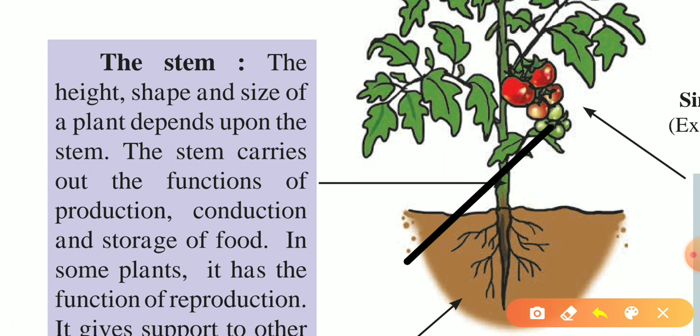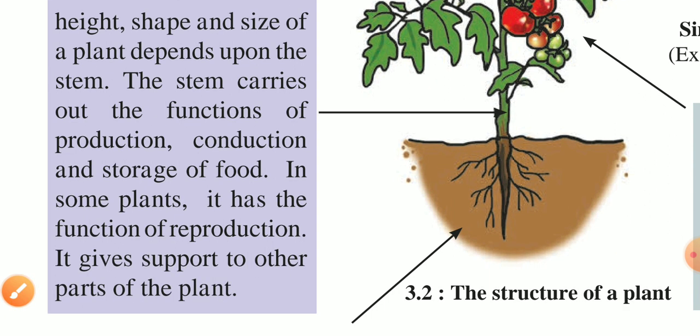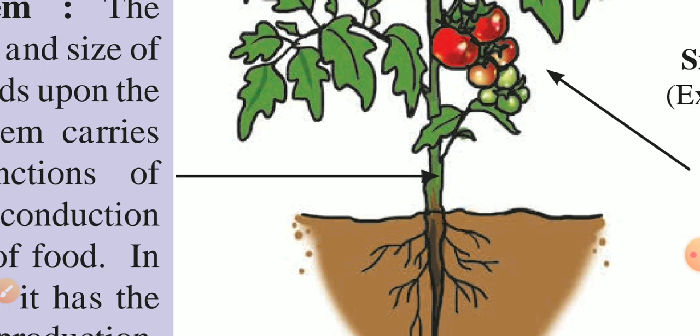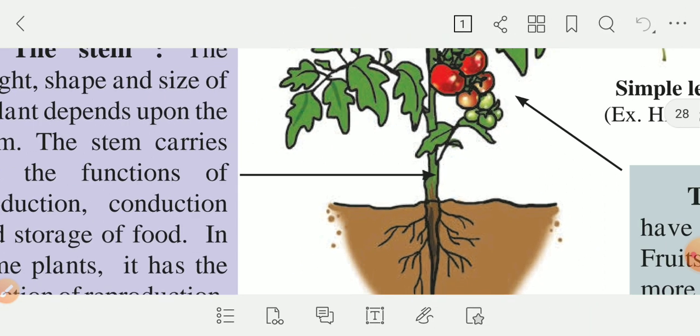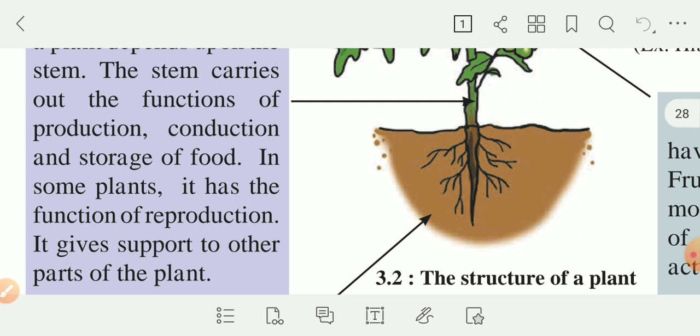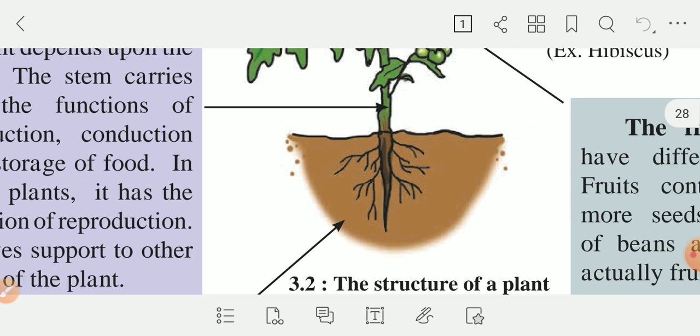The stem is the carrier of production, conduction, and storage of food. This stem has some functions. It can carry the food that is produced in the leaf. In some plants it also has a function of reproduction. It gives support to other parts of the plant.